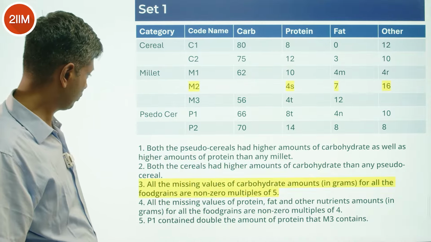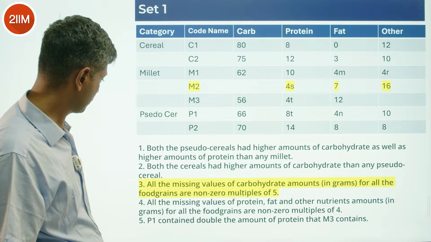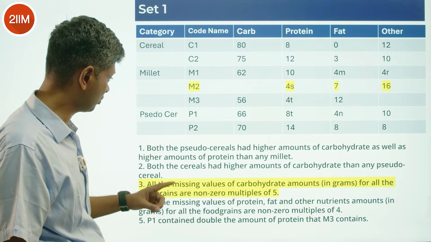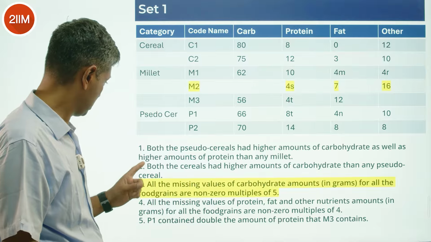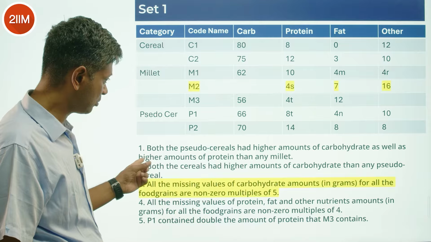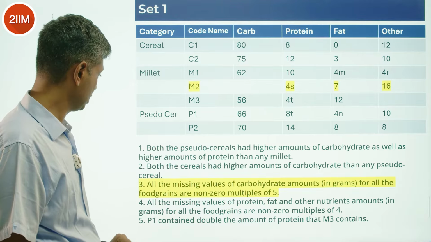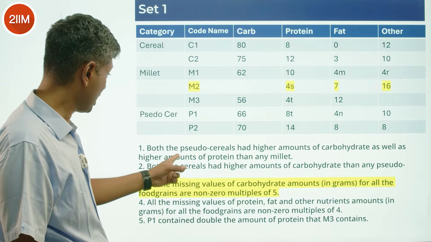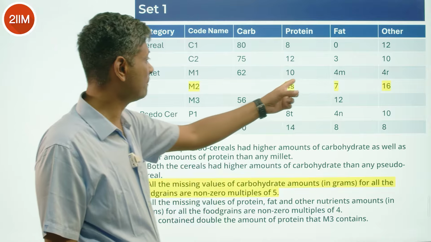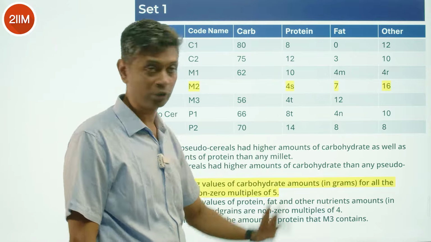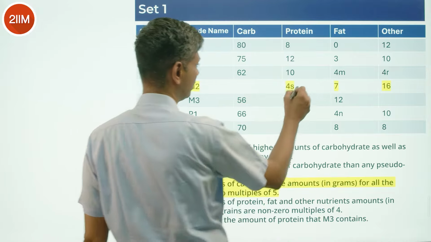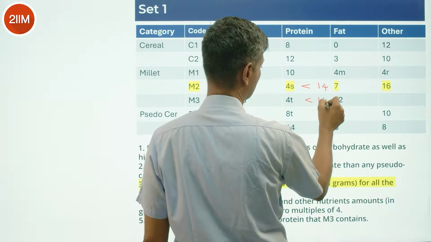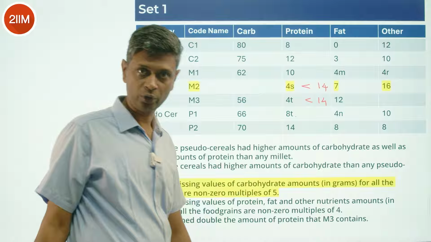We know that both the pseudo cereals had higher amounts of carbohydrate as well as higher amount of protein than any millet. Both the cereals had higher amounts of carbohydrate than any pseudo cereal. So higher amounts of protein than any millet. So millet protein should be less than 14. This number should be less than 14. You may be able to find this. Right now we know it's less than 14.